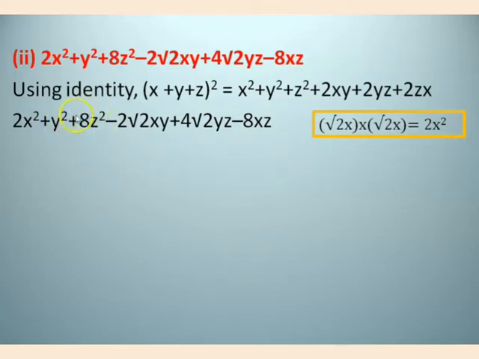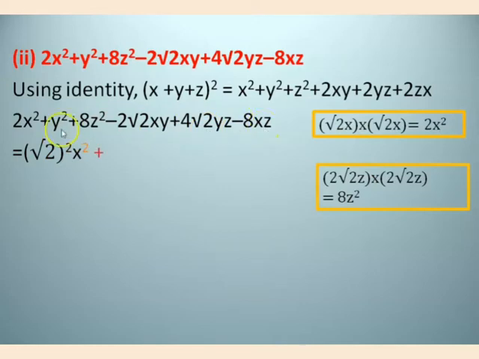Now how can we write this 8 in the squared form? We can write that as 2 root 2z into 2 root 2z. See here, 2 root 2 into 2 root 2 will become 8. z into z will become z squared. And the xy term and yz term we will write as they are.